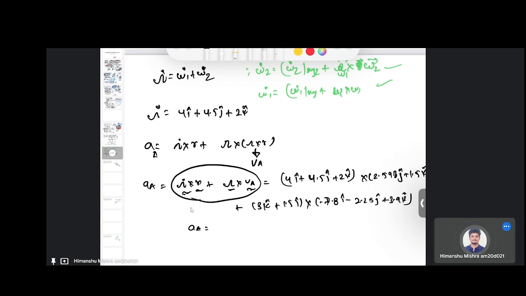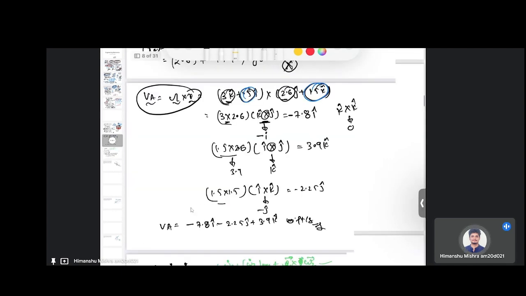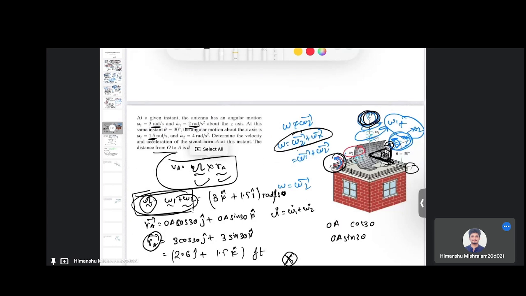So on calculating, we'll get a as 8.3i minus 35.2j plus 7k feet per second squared. So in this question, we have been asked to calculate the velocity and acceleration of point A here.